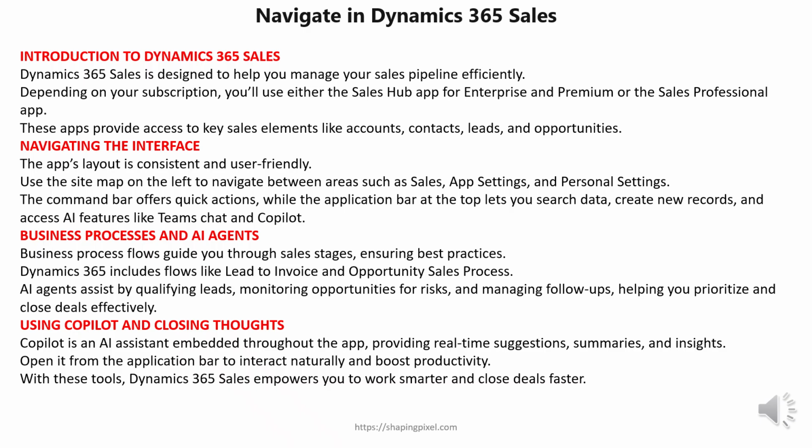Business processes and AI agents. Business process flows guide you through sales stages, ensuring best practices. Dynamics 365 includes flows like lead to invoice and opportunity sales process. AI agents assist by qualifying leads, monitoring opportunities for risks, and managing follow-ups, helping you prioritize and close deals effectively.